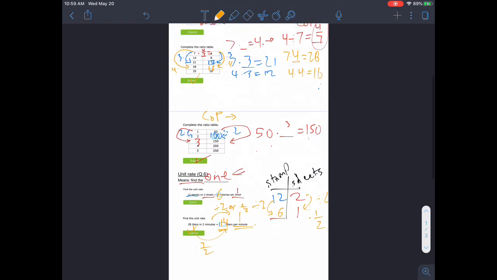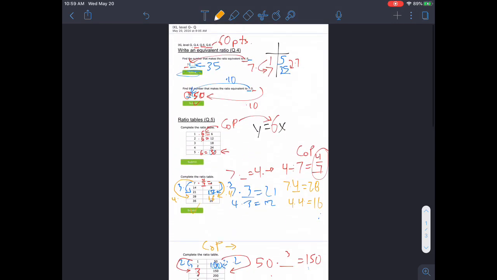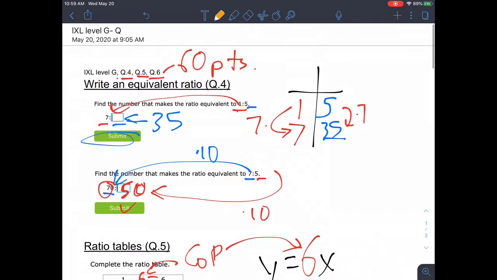You've got Q6, Q5, and Q4. How many points do you have to go to? That's right, 60 points. You don't have to go all the way to 80.